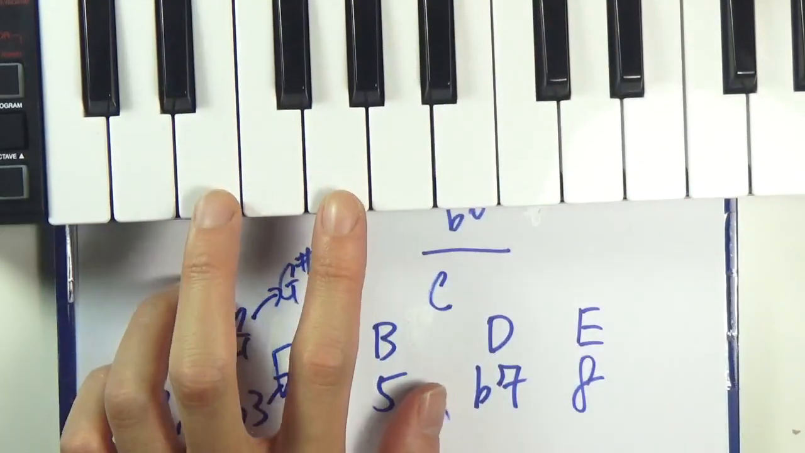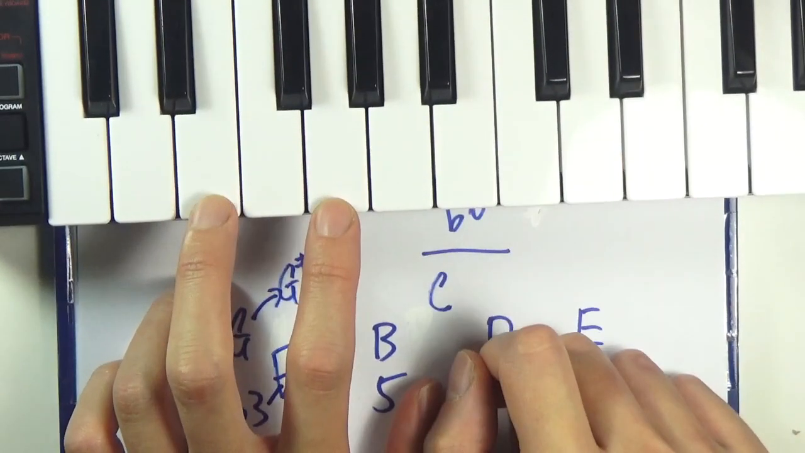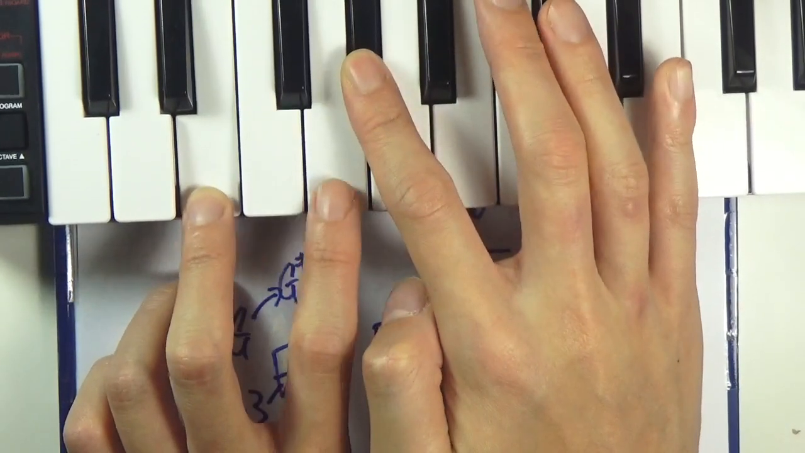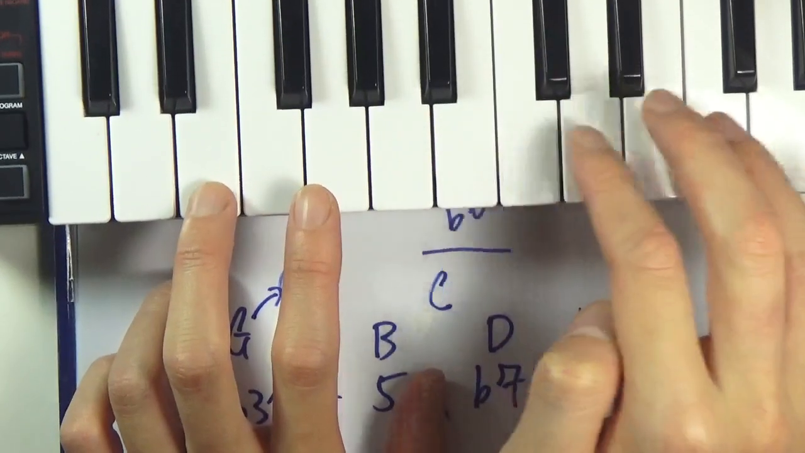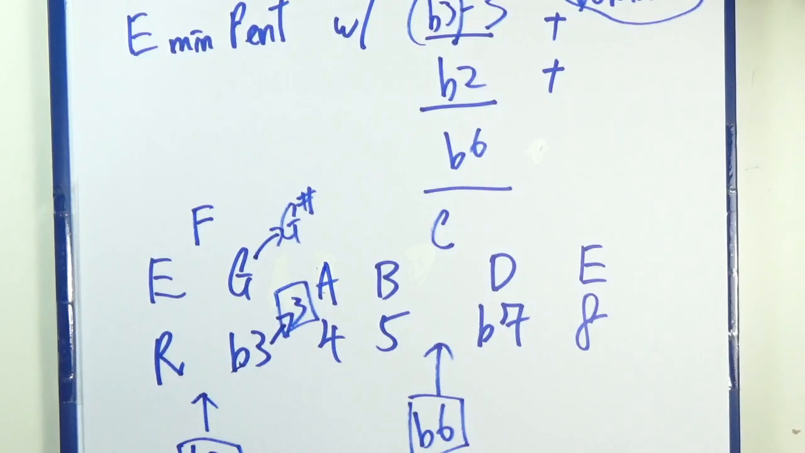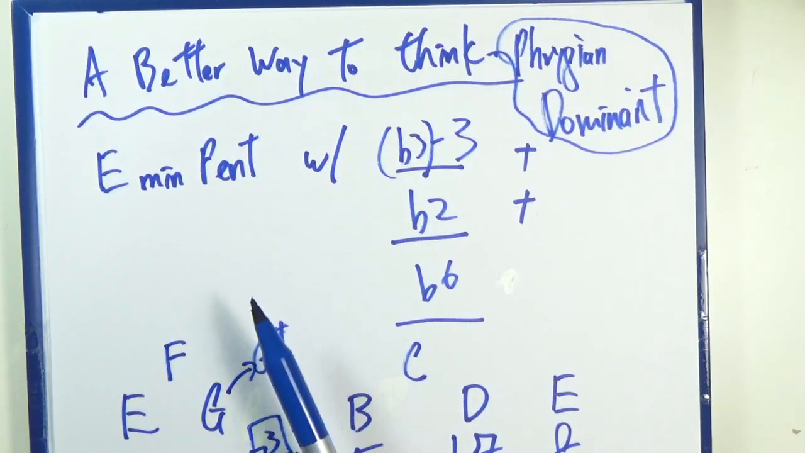Again, the point is you're starting out with something simple. All right, and then you tweak. You'll add notes and then tweak the flat 3 to a major third, and then add the rest of the notes back. So that's it. That's one way to think about the Phrygian dominant scale. That's E minor pentatonic with the following tweaks.